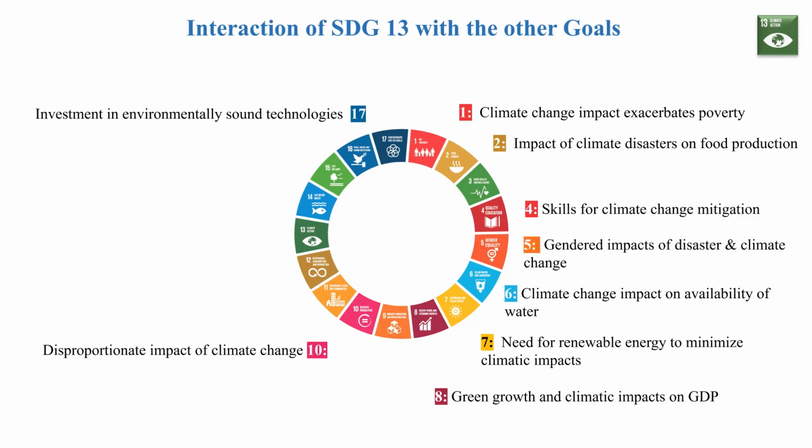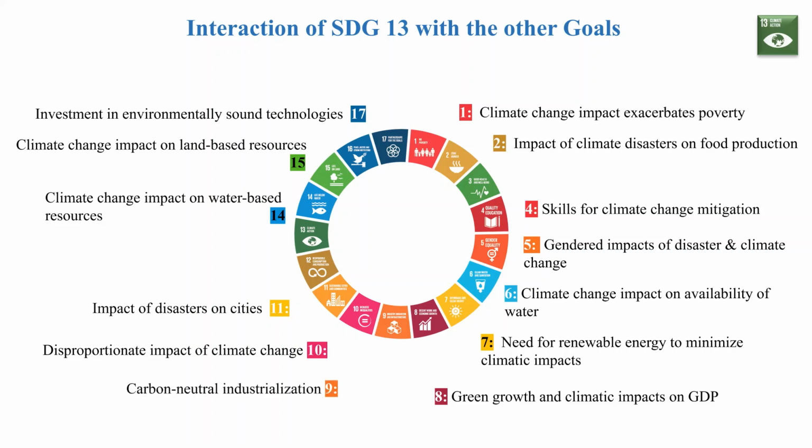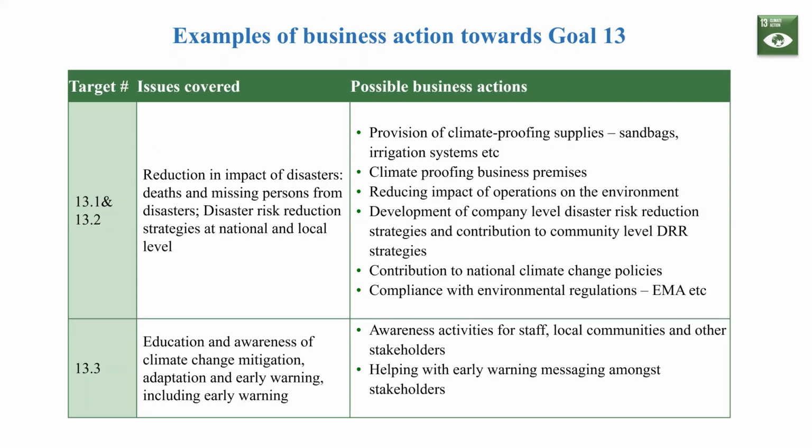The gendered impacts of climate change and of disasters, impact of disasters on cities, we've spoken about, and again with goals 14 and 15, we've spoken a lot about carbon neutral industrialization, greening your processes, efficient resource use, and WASH, infrastructure and health. In terms of possible business actions, we've spoken about climate proofing, but also providing supplies like sandbags, as floods are becoming an issue, and irrigation systems for droughts. There are all sorts of business opportunities in responding to the impacts of climate change.